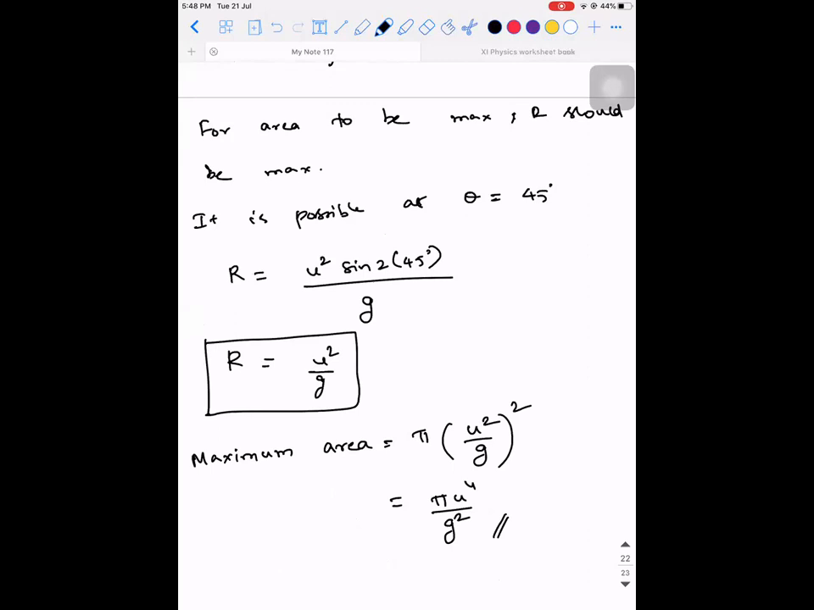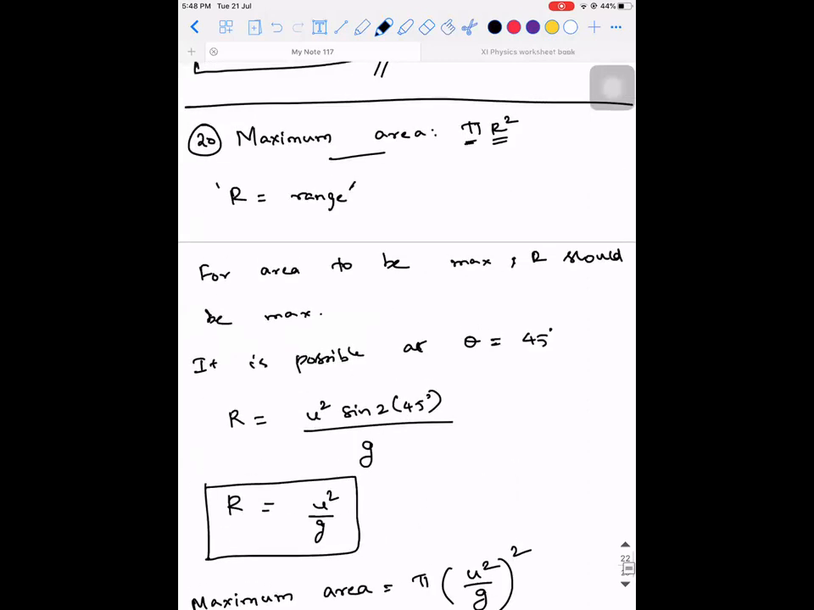Sir, maximum area is denoted by which alphabet, sir? For range it is R. For maximum area, you are asking the symbol. There is no symbol, because it's a particular question.